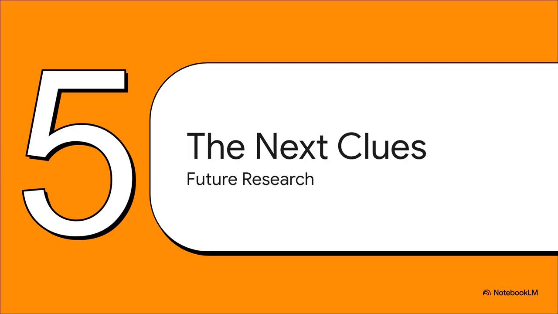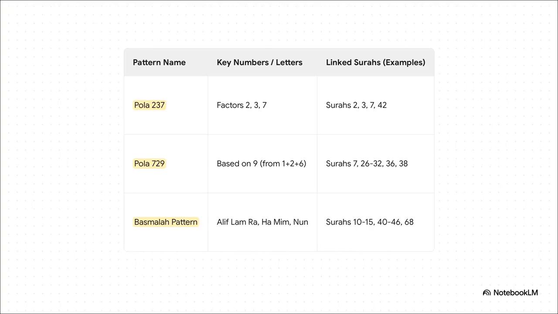Now, it's really important to remember this theory is a work in progress. It's not a closed case. And just like any good investigation, when you answer one question, it just opens up a whole bunch of new paths to explore, new clues to follow. And the QNTP theory isn't supposed to be a standalone thing. Researchers suggest that it actually fits together with other proposed numerical patterns. You might see them called POLA 237 or POLA 729, where POLA just means pattern. The idea is that this could all be part of one big, grand, unified system.